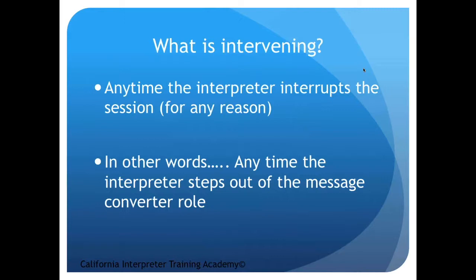However, we also need to keep in mind this: interventions are obstructive, and they interrupt the flow of the communication between patient and provider. That's something we always need to be very mindful and aware of as interpreters. Therefore, intervention should be done, but only when absolutely necessary.